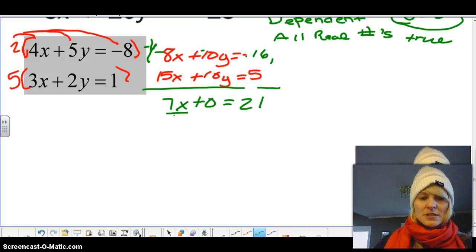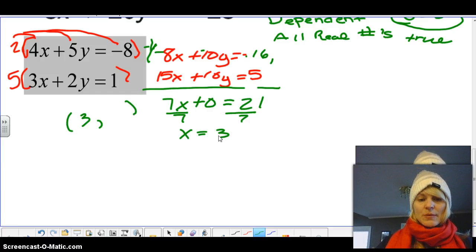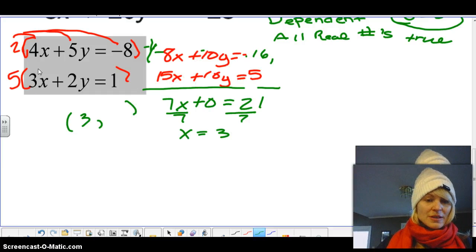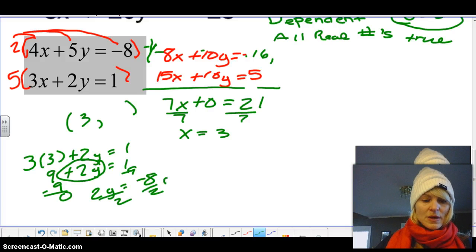Now that looks better. So then I just divide by 7, and x equals 3. So I know these intersect at 3 and some other y. So again, I'm going to plug this 3 in. I could plug it into these equations or these equations, whichever one looks easier. I'm just going to plug it into that bottom one. 3 times x, and we know x is 3, plus 2y equals 1. So this is going to be 9 plus 2y equals 1. Minus my 9, that's 0. Bring down positive 2y equals negative 8, and then divide by 2. So my y is negative 4. So these intersect at (3, negative 4).